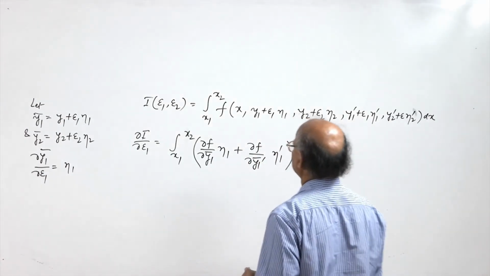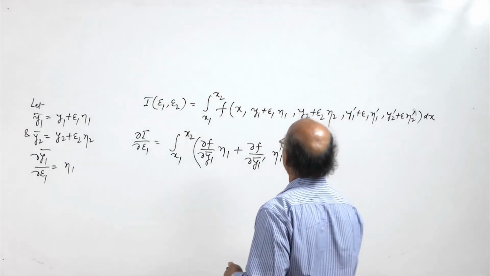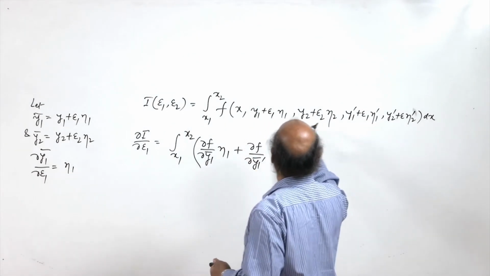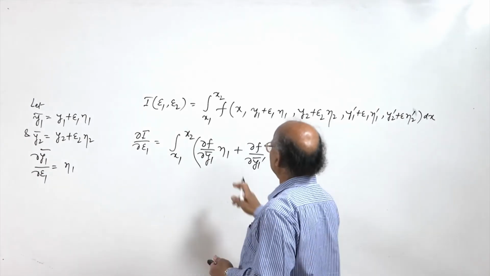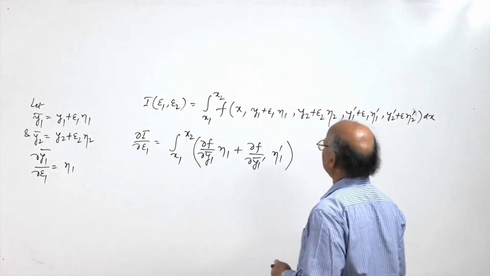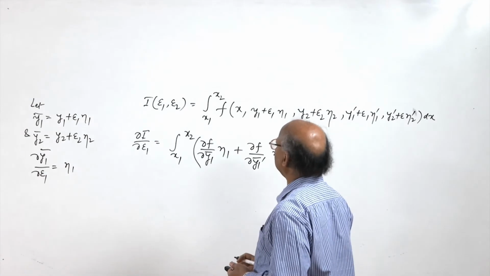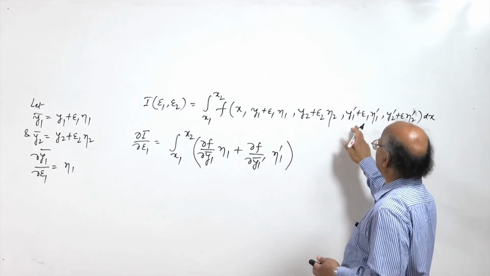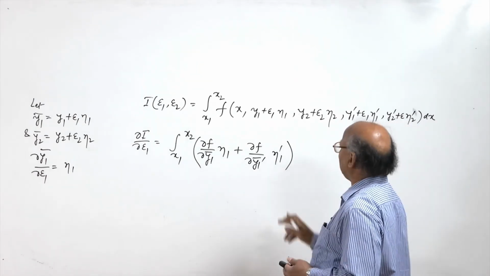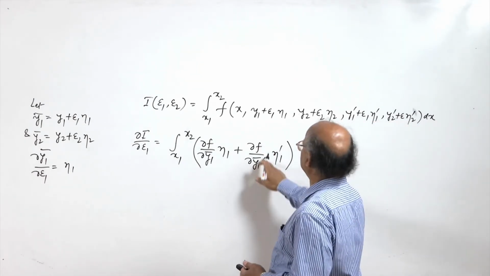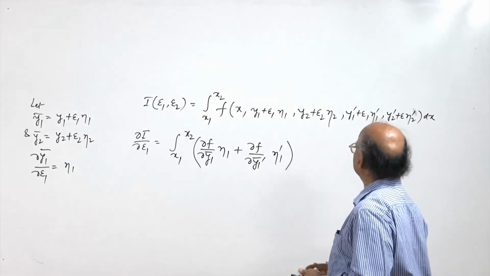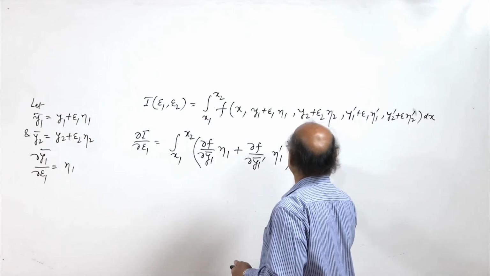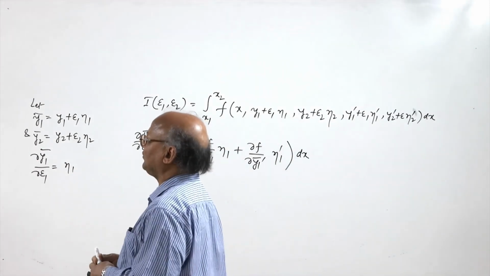So when we differentiate it partially with respect to epsilon 1, this will be differentiated with respect to epsilon 1. This is y1 bar, this is y1 bar dash. So the partial derivative of f with respect to y1 bar into the partial derivative of y1 bar with respect to epsilon 1, which is eta 1, plus the partial derivative of f with respect to y1 bar dash into the partial derivative of y1 bar dash with respect to epsilon 1, which will be eta 1 dash dx. So this is what we have.